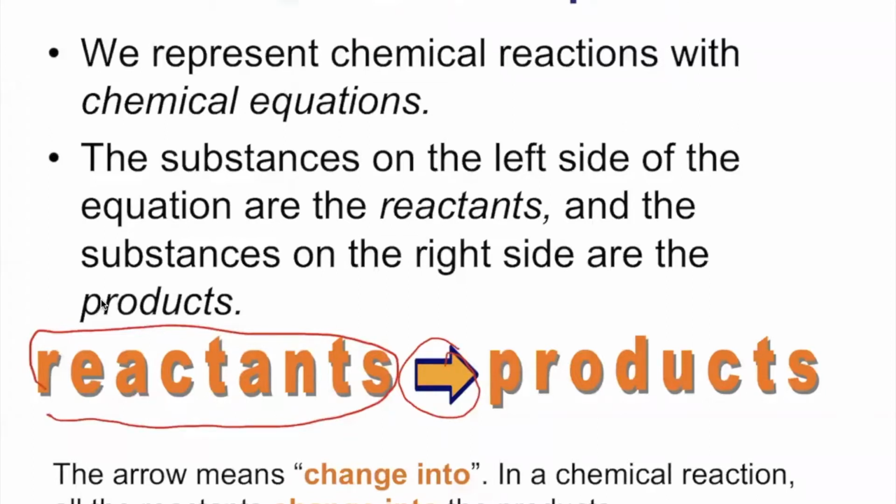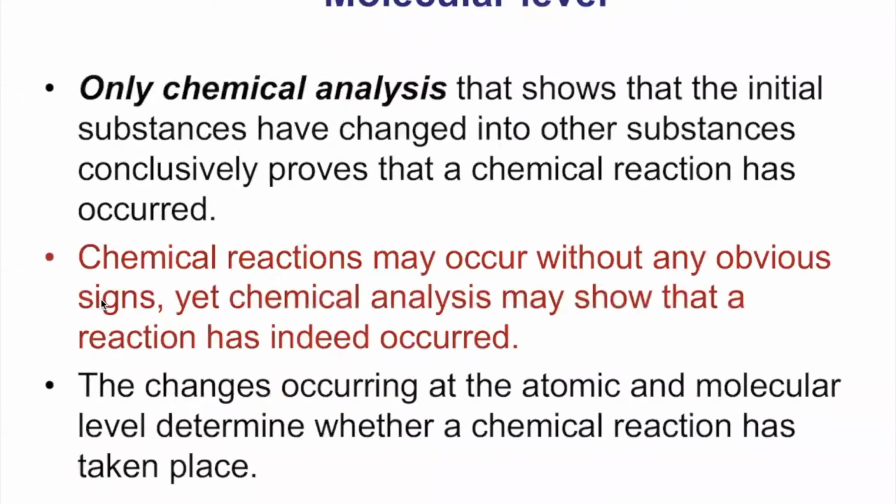Now, sometimes we're not going to be able to see those changes. They're not going to be as obvious. Sometimes you're going to have powder and then you're going to end up with gas, or sometimes there will be a color change. Sometimes it may not be a color change. What I'm trying to say is that chemical reactions may take place without an obvious sign. So you have to be careful. You can't just say there was no reaction.